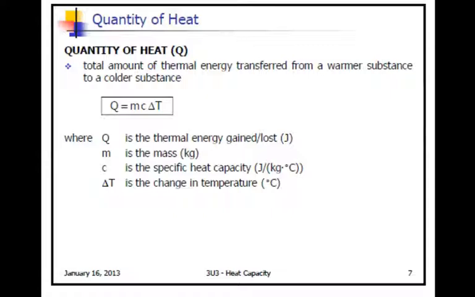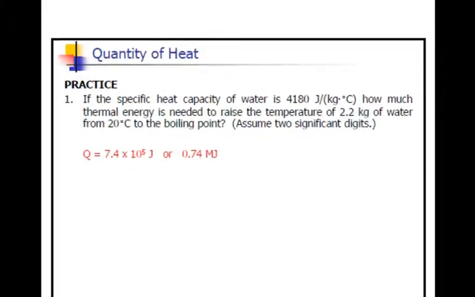So copy this down. This is an important equation to know. Q equals mc delta T. I've already mentioned what they are, but just be aware that c is the specific heat capacity and Q is the energy lost. Specifically, it's the thermal energy lost or gained. Lost when it's negative, gained when it's positive.